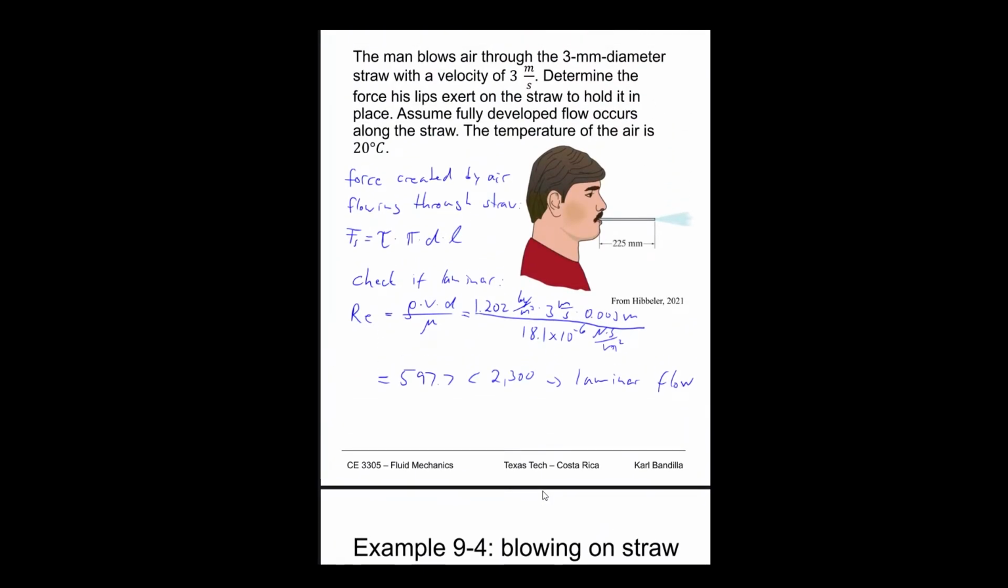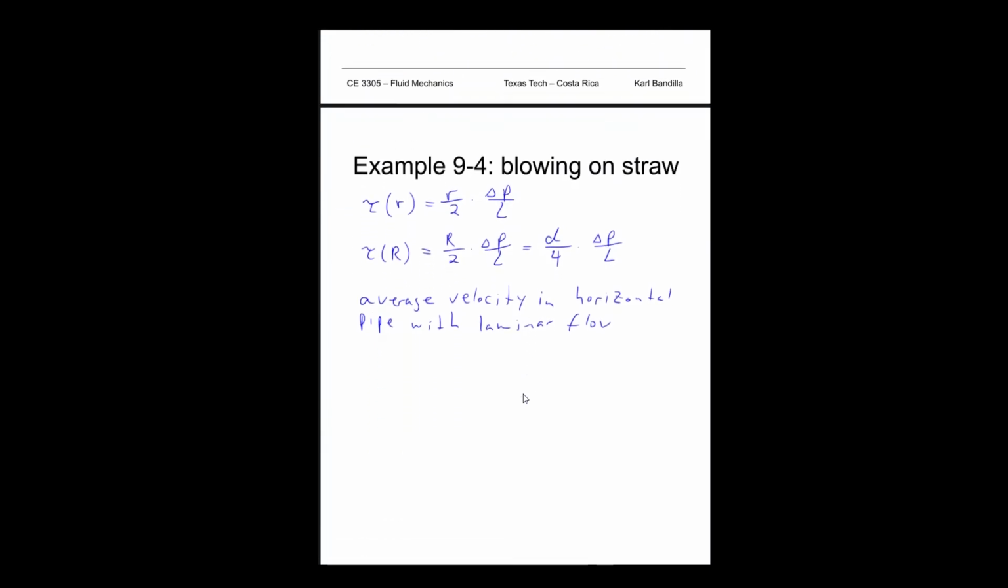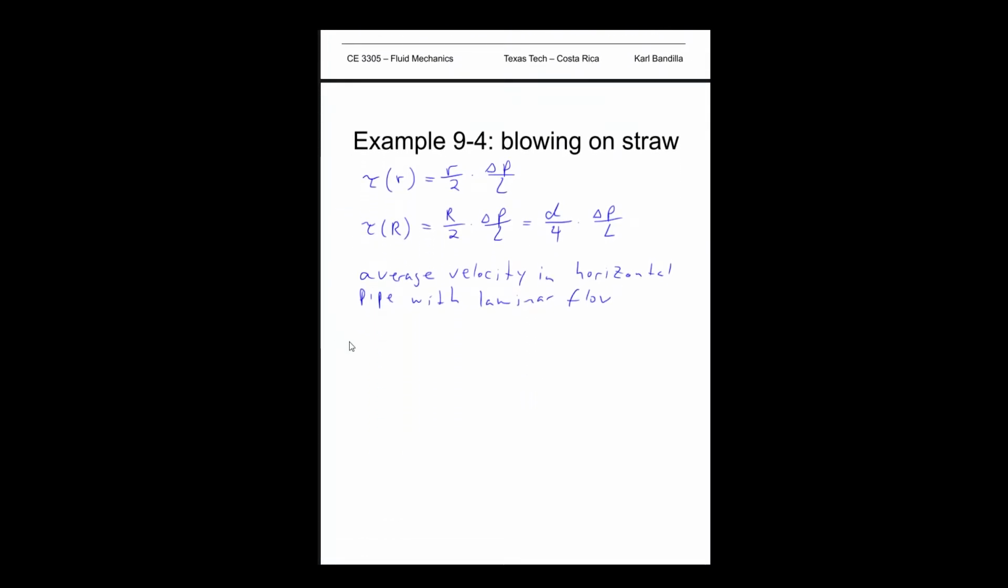We also know what the value is. We're given that that value is 3 meters per second. But we also know what the equation is, so we can take that and solve it for our delta P over L. So we can say V is equal to d squared over 32 mu times delta P over L. So we can solve that for delta P over L, which is then just 32 mu times V divided by d squared.